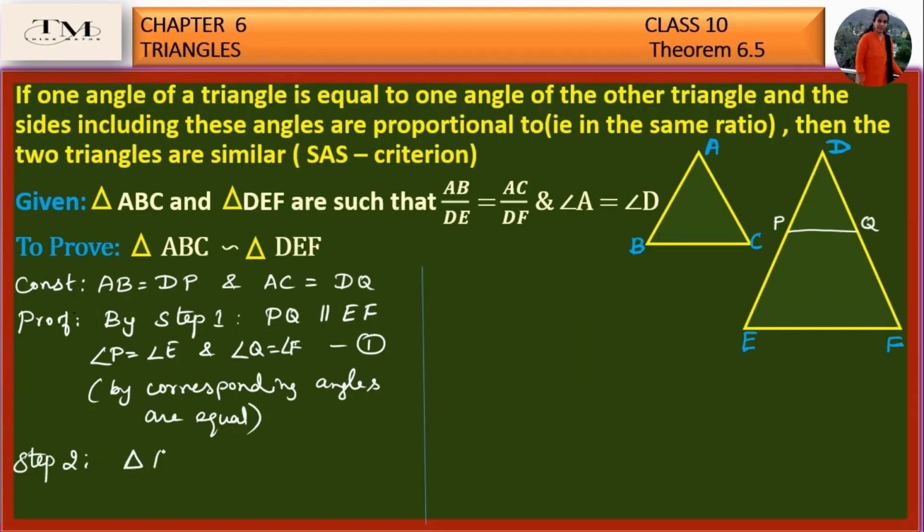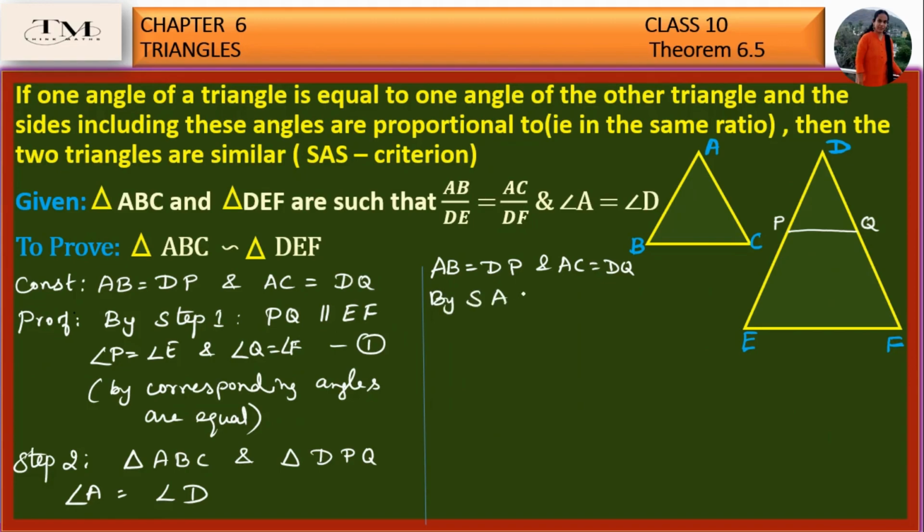Step 2, we are going to consider the triangle ABC and triangle DPQ. So what are the things we have in triangle ABC and triangle DPQ? We have angle A is equal to angle D. Then by construction we have AB is equal to DP and AC is equal to DQ. So what happens? Two sides are equal and an angle is equal. Then by SAS congruency, we have triangle ABC congruent to triangle DPQ.